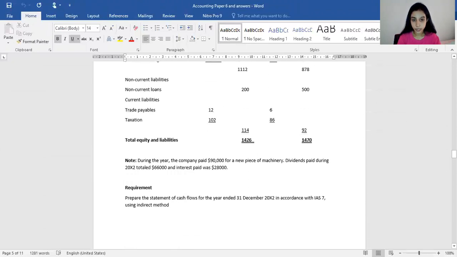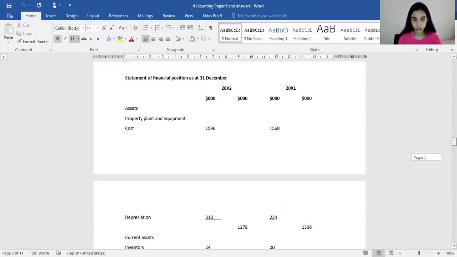So let's first start with a note that will be easy for us. So 90,000 for a new piece of machinery. This is a purchase of equipment, so we have to put it under investing activity. So it is a cash outflow under investing activity. Be mindful when you're drawing the property, plant and equipment account, the cost account. You can put the opening balance and closing balance, and you can debit it with the new purchase.